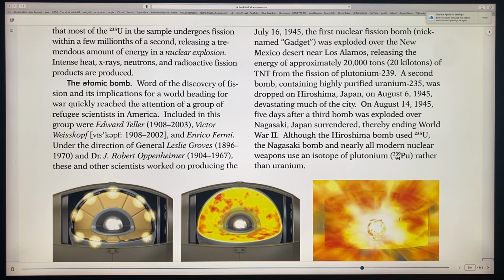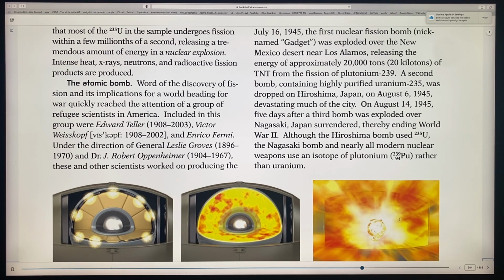In this certain group, there were Edward Teller, who lived 1908 to 2003, Victor Weisskopf, 1908 to 2002, of course, Enrico Fermi, who we talked about, from Italy, and then under the direction of General Leslie Groves and Dr. J. Robert Oppenheimer. You probably have heard of Oppenheimer the most, as he organized all of these scientists plus others, and they worked together on producing the atomic bomb.